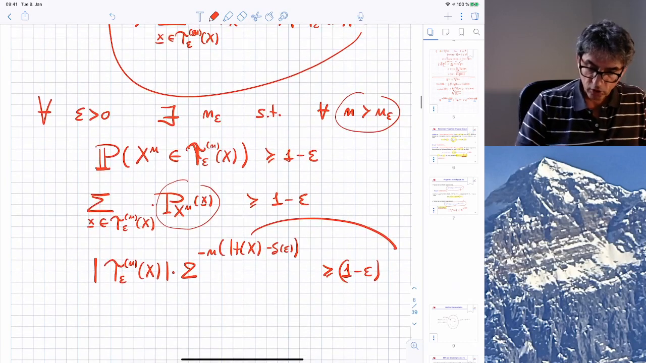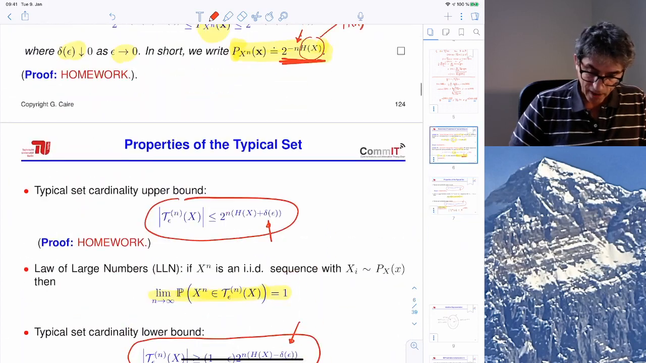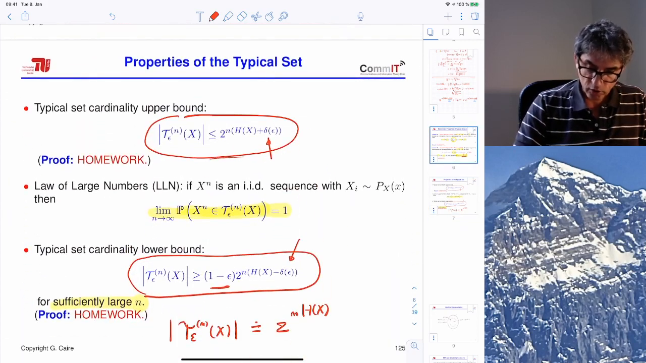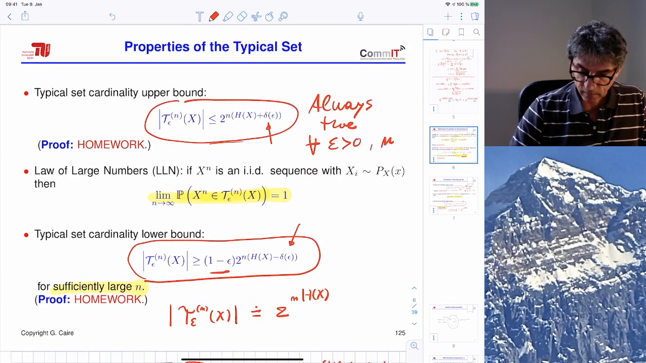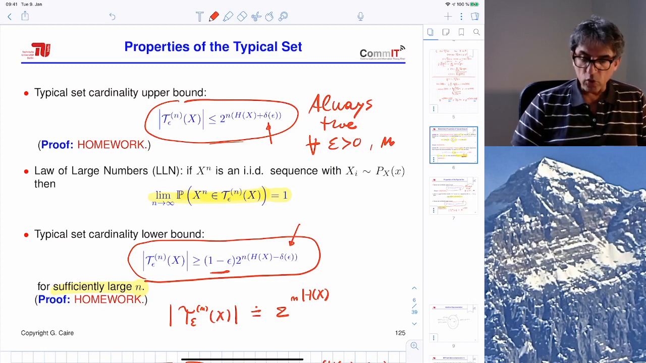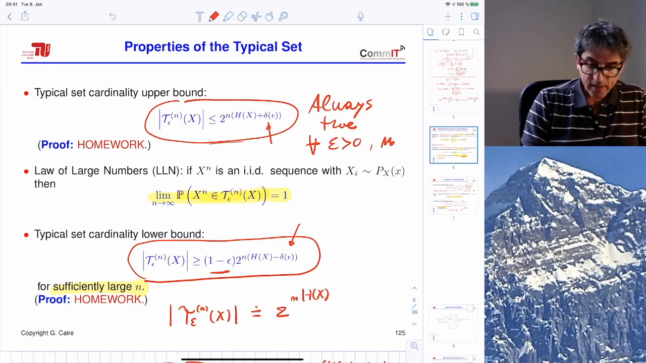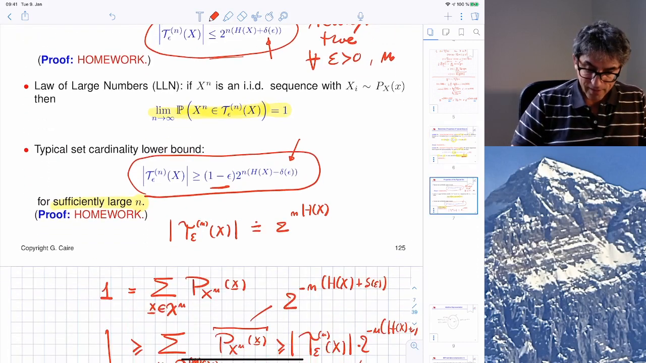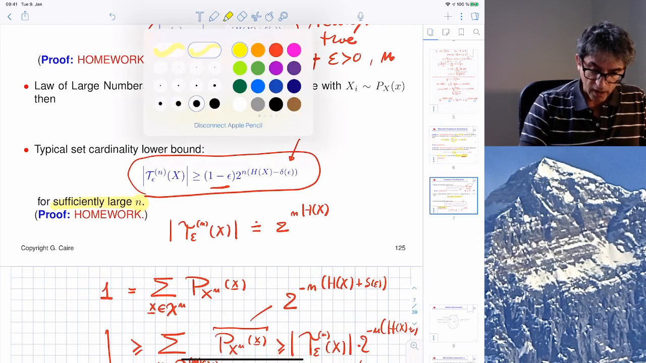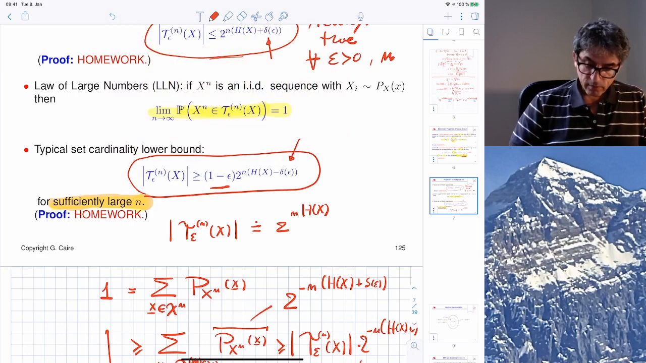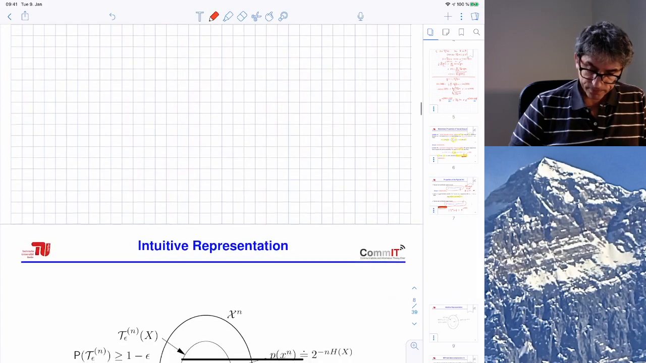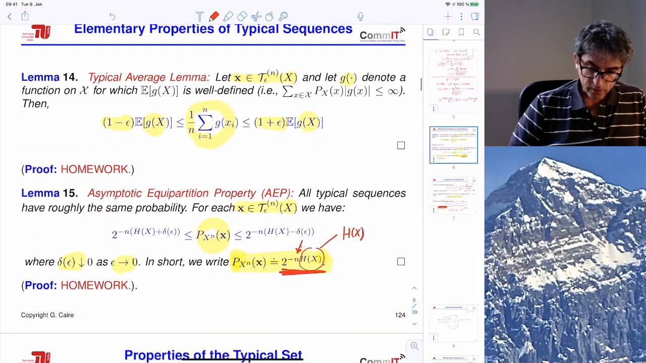And this holds for sufficiently large n. While the upper bound always holds, this is always true for every epsilon greater than 0 and n. You know, there may be in some cases, you take epsilon too small or n too small, the typical set may be empty, and so its cardinality is 0, but 0 is less than this exponential, so this is always true. But in this case here, this is true for sufficiently large n, okay? Good, so this proves the cardinality bounds on the typical set.